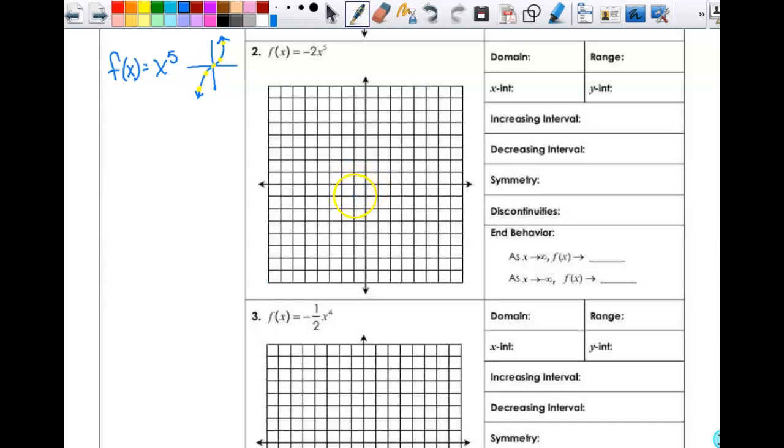So that negative tells me I do what? Reflect in the x-axis. And then I have a vertical stretch of 2, so it becomes right there. 0, 0 is just 0, 0. Then 1, 1, I reflect in the x-axis, vertical stretch of 2. And again, I would make this really skinny because that's going to be a big number off my graph there. And it looks like that. And then this is symmetric about what? Origin.